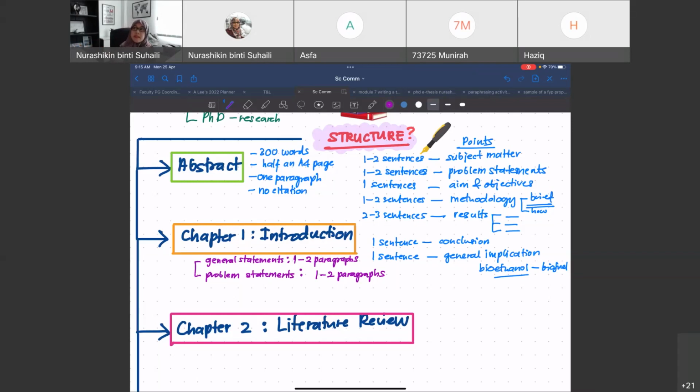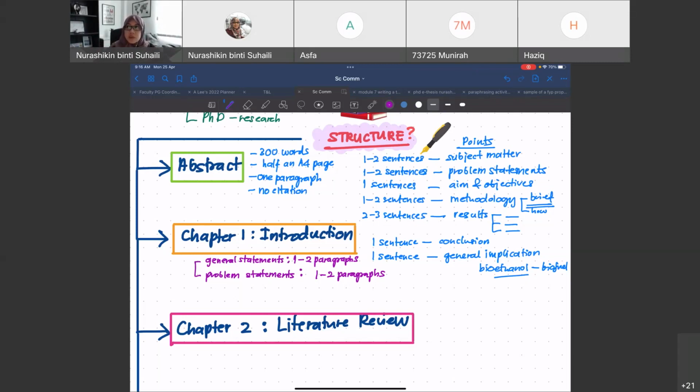And for the subject matter, some of the general statements do not need citation. For example, if we say that bioethanol is a renewable fuel which can replace synthetic fuel, it's something that everyone understands, right? So it doesn't need citation. Aim and objective must be in your own words. You want to say that this work focuses on this and this.